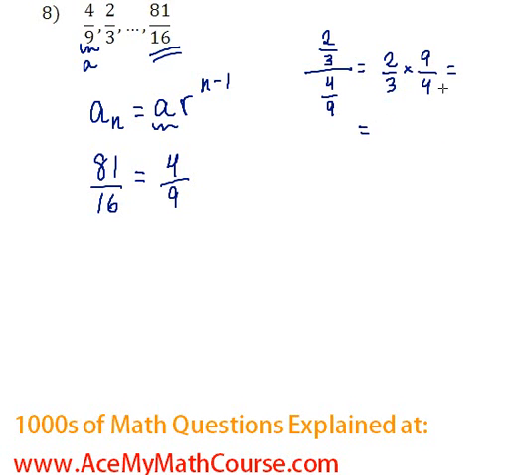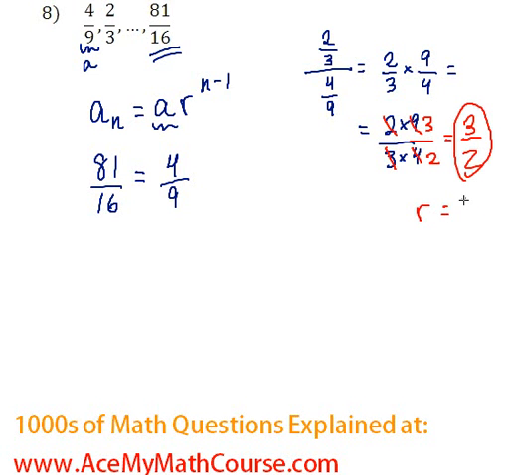So here we have 2 times 9 over 3 times 4. 9 over 3 is just 3. 2 over 4 is just half, so I can put a 2 down at the bottom. So that's just equal to 3 over 2, and that is our r. R is 3 over 2.